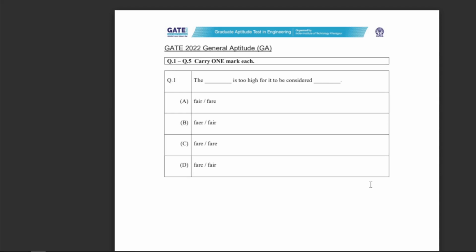Hi friends, welcome back. In this series, we will take all the previous year GATE question papers and try to solve them. We will not solve each question in detail. We will just mark the answer, and this is just for revision purposes, right?